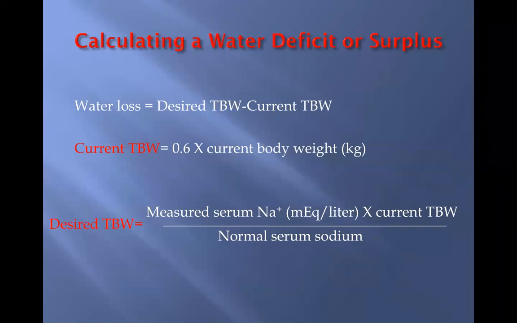Calculating a water deficit or surplus: the water loss equals the desired total body water minus the current total body water. How can we get the current total body water? Current total body water equals 0.6 multiplied by the current body weight.